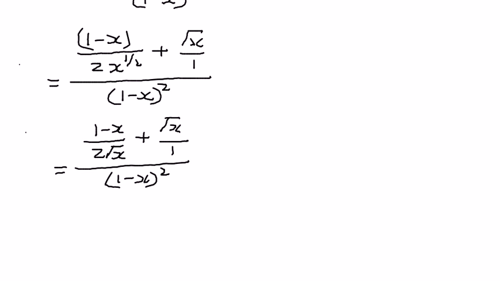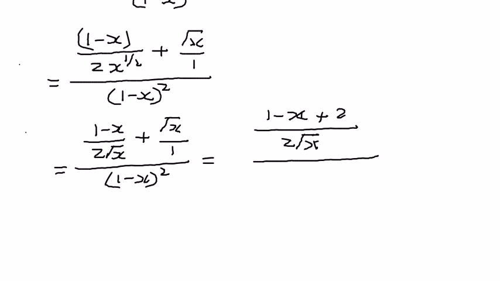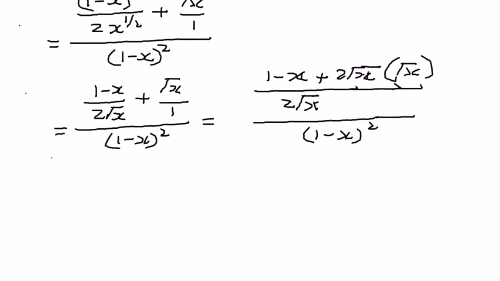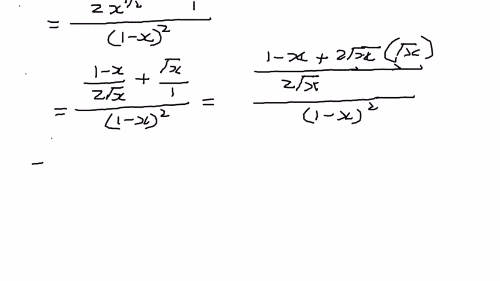So if I were to take a common denominator for the numerator part, it is going to be 2 square root of x, and then 1 minus x plus 2 square root of x times square root of x, this whole thing divided by 1 minus x, this whole thing raised to the power of 2. So we can simplify this some more and then write it out as follows.